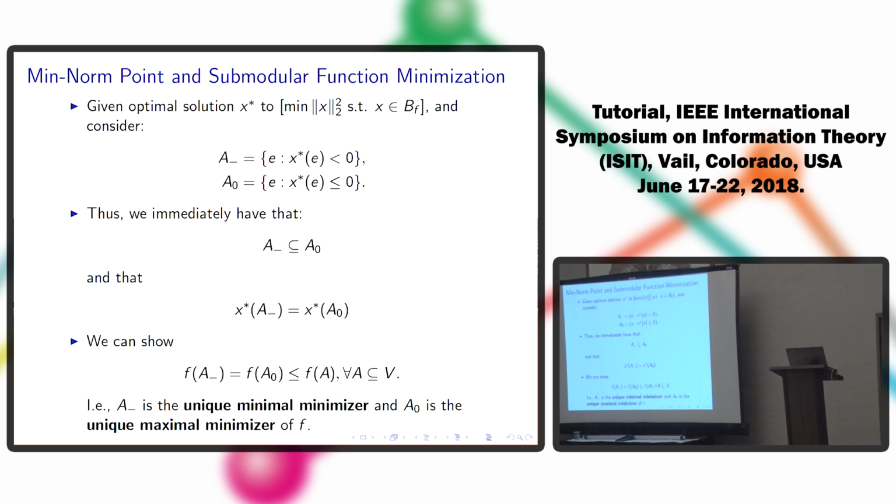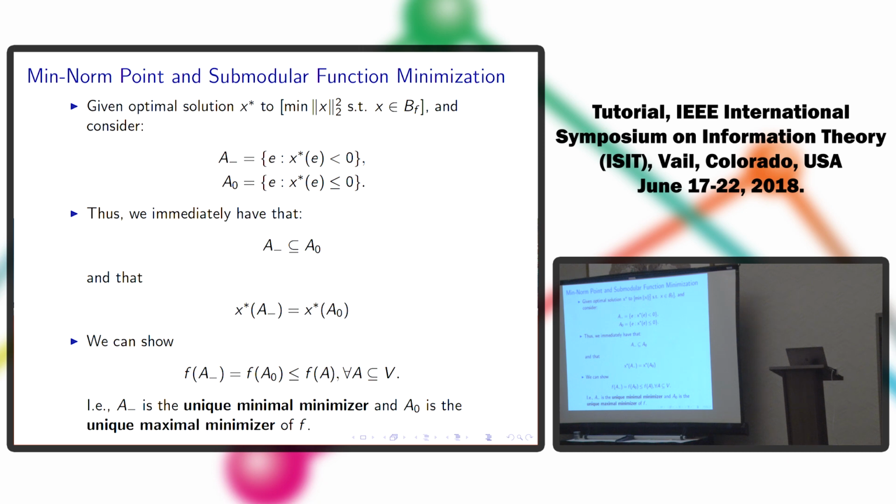And then what is interesting is that given this optimal solution, we can form two sets. A minus, which is going to be all the elements from the ground set such that x star of e is less than 0. And A naught is going to be all the ones that are less than or equal to 0. So clearly, A minus is going to be a subset of A naught, right? Because the inequality here is weaker. And also, x star of A naught is going to be equal to x star of A minus because A naught only has additional elements that have value 0, right? So in terms of solutions, they are going to be equal.